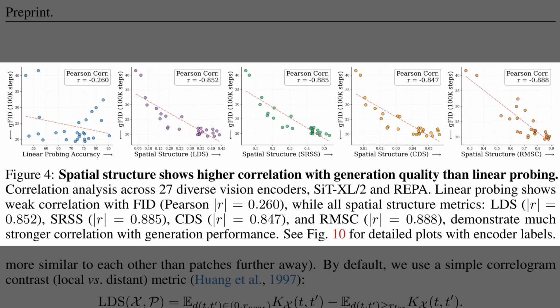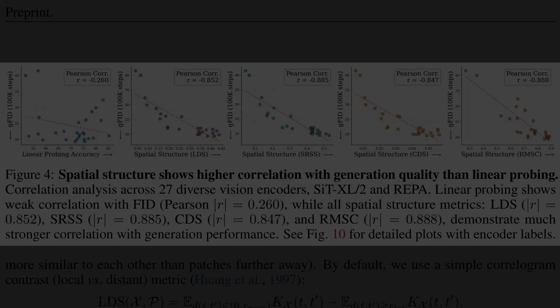So, the previous figure gave intuition from a few encoders, and Figure 4 now scales this up across all 27. The left plot shows that linear probing accuracy barely tracks generation FID, since the points scatter widely and the correlation is only about -0.26. The four plots to the right, using different spatial structure metrics, all show tight downward bands with correlations around -0.85 to -0.9, so stronger spatial structure reliably predicts better image generation quality.